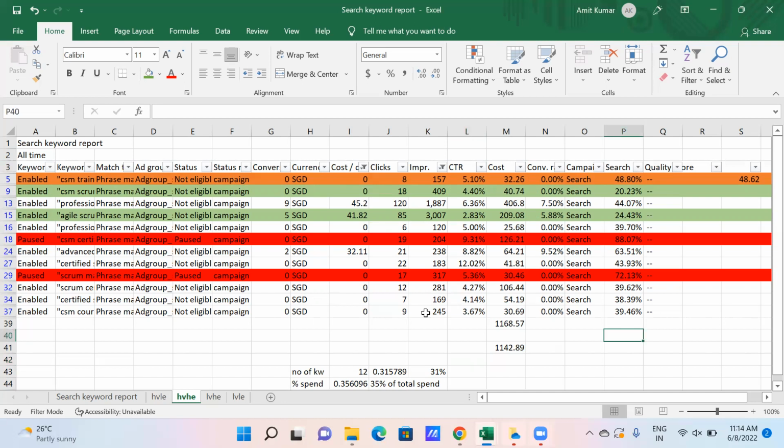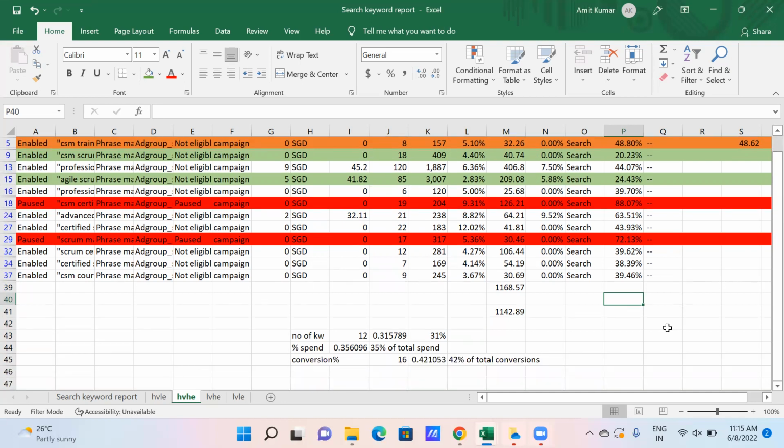Now I'll see how many keywords there are. There are 12 keywords out of 38. So 31% of the keywords of the total campaign fall in the high volume, high efficiency category. 35% of the total campaign spend falls in this particular quadrant, and the conversion percentage is 42%. So it's not bad, it's very good.